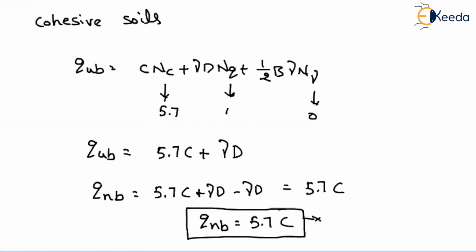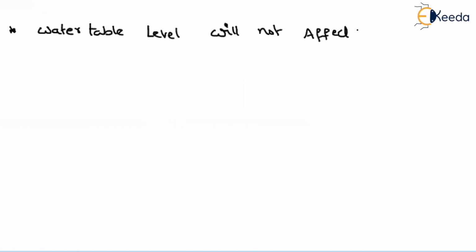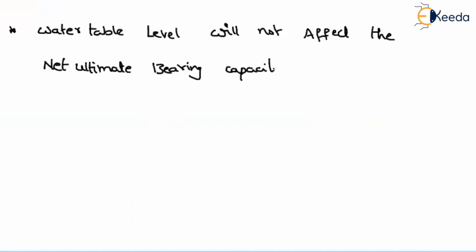Okay. So what can we conclude from this equation? We can say that the water table level will not affect the bearing capacity. It is not the ultimate bearing capacity; the water table will not affect the net ultimate bearing capacity of cohesive soil. I'll say purely cohesive soil.